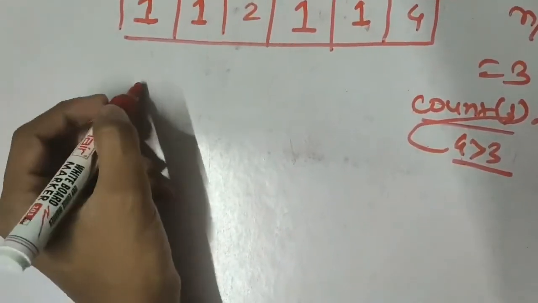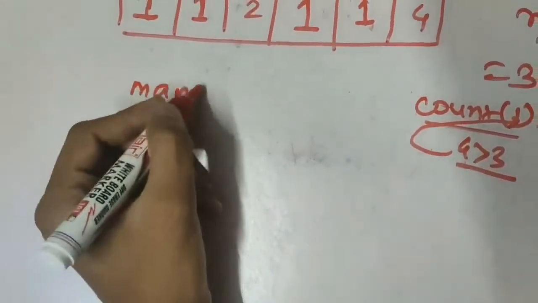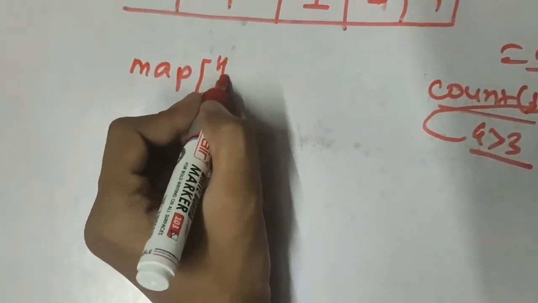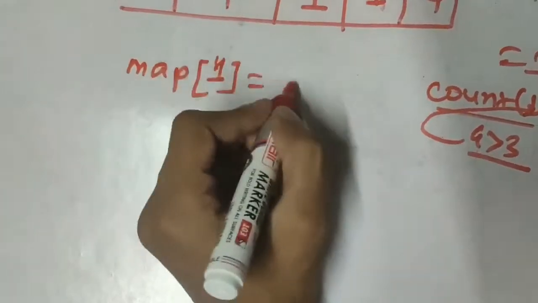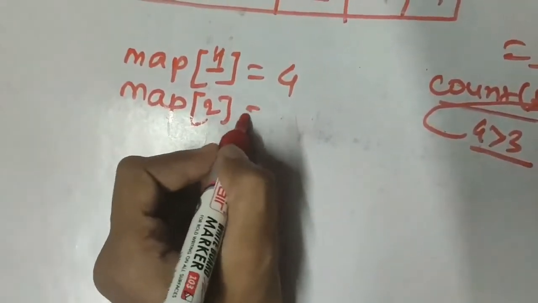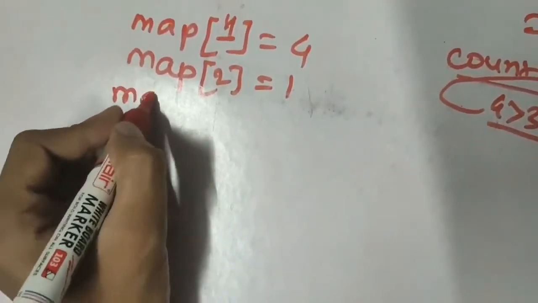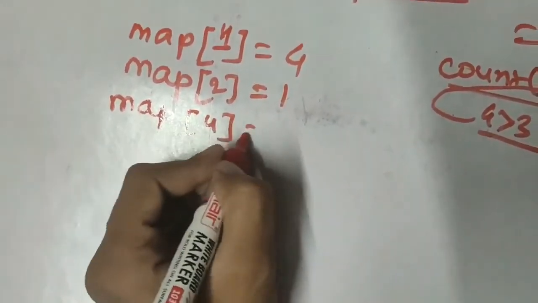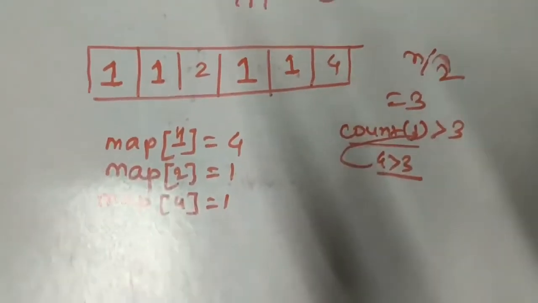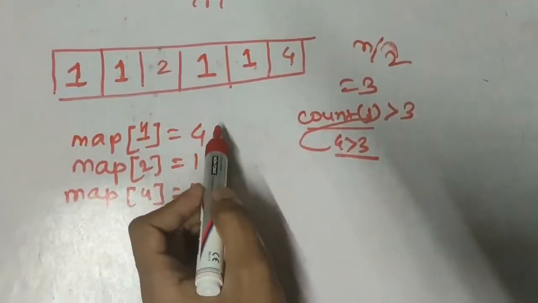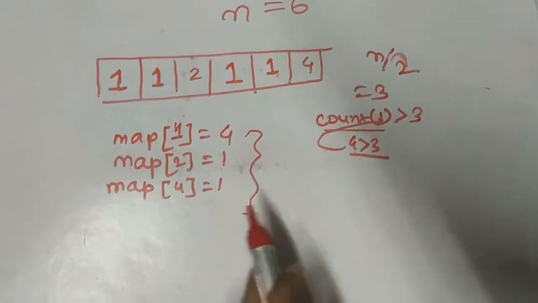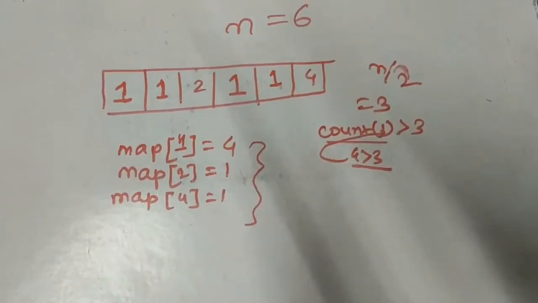So basically the hash map approach is this. Suppose the hash map is named map, and I denote the keys like this: map of 1 equals 4, map of 2 equals 1, map of 4 equals 1. In the hash map approach, people create the map, iterate through it, and find which element has a count greater than n by 2, but it is not the better solution.